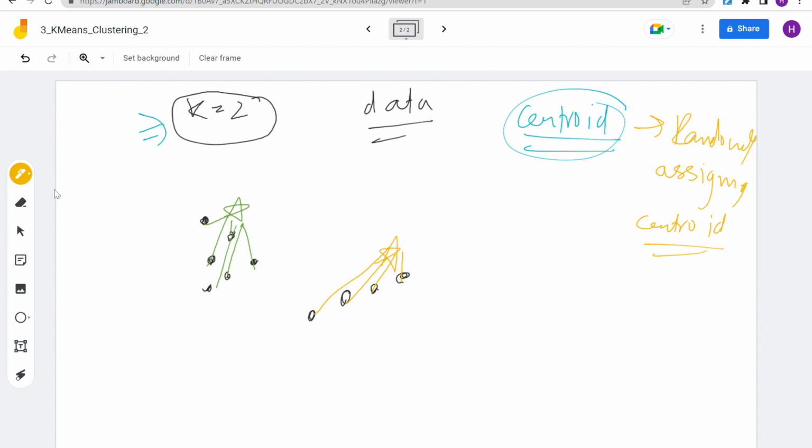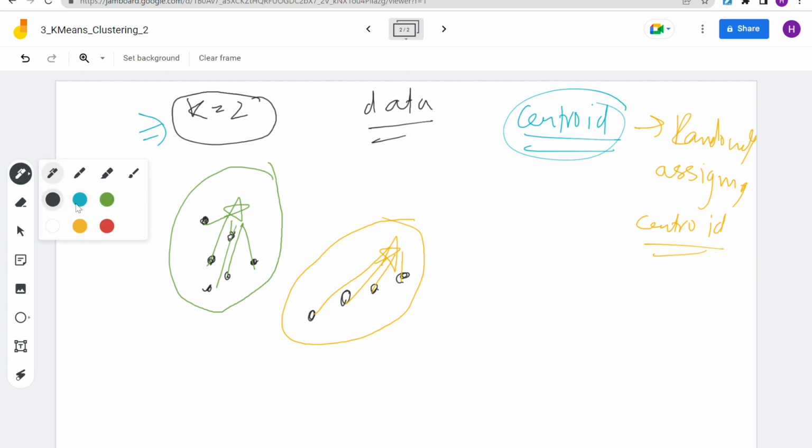So what we can conclude from here is that all these points belong to a certain class, and the remaining ones belong to the other class. So we have successfully classified our points in the first iteration up to this extent. Now next what we have to do is change the centroid. First step was to randomly assign the centroid. Second is to update the centroid.